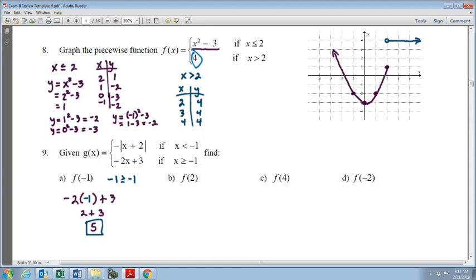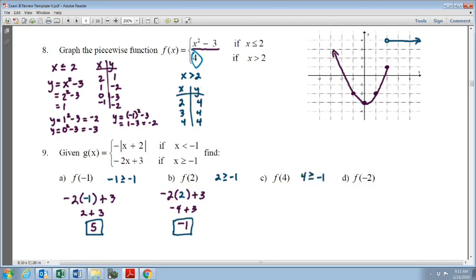On part B there, 2 is also greater than or equal to -1. So we're going to again use the bottom piece. It'll be -2, in this case, times 2 plus 3. We're going to get -4 plus 3, which is -1.